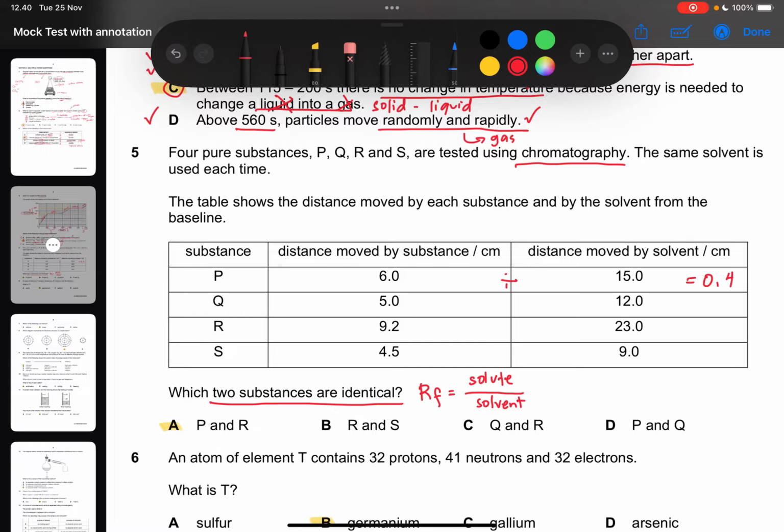Next one is 5 divided by 12. The answer is 0.41. Next, 9.2 divided by 23. The answer is 0.4. And the last one is 4.5 divided by 9. The answer is 0.5. So based on our calculation, we have two that have the same Rf value, and that will be substance P and substance R. So that's why our answer is A.